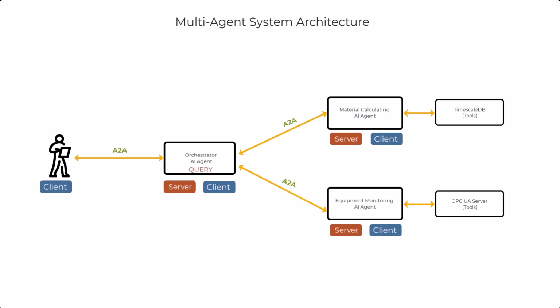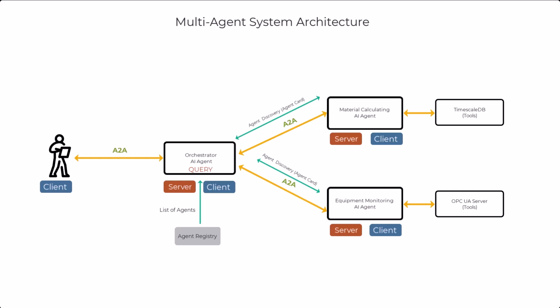When a user asks, "Can we produce 4 batches of product A?" the request goes to our orchestrator agent, which exposes an A2A server endpoint. The orchestrator maintains an agent registry listing all agents it can reach via A2A. Using this registry, it discovers each agent's capabilities by reading their agent cards from a well-known endpoint.